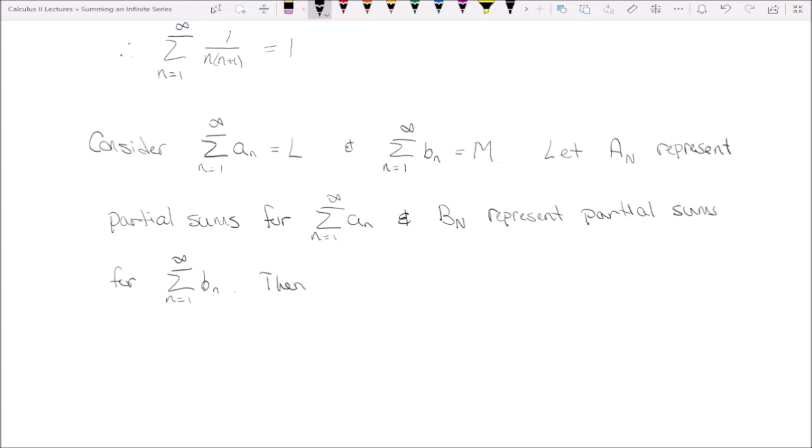Notice then that what we have is this limit would equal L, and this limit would equal M.